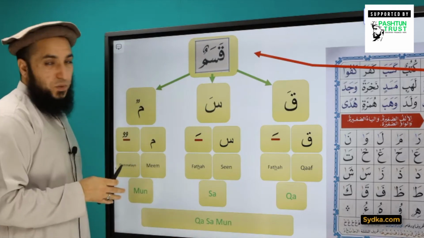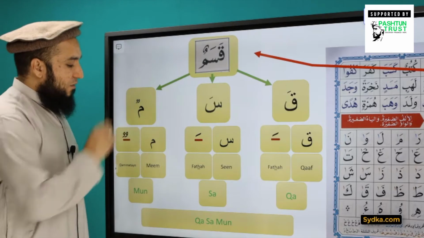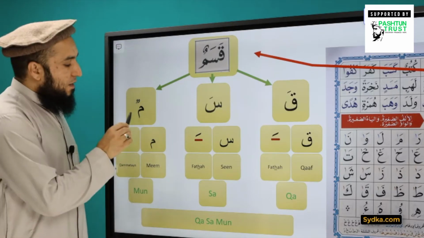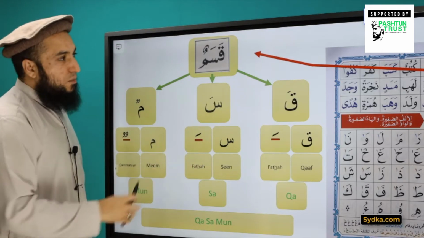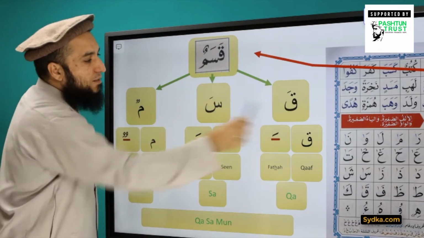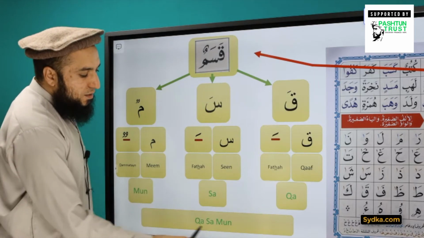So the third syllable we have is mim dhammatain mun. Mim is not silent and we have dhammatain. Mim dhammatain mun. Mim dhammatain mun. So now we combine these 3 syllables and we have qasamun, qasamun.